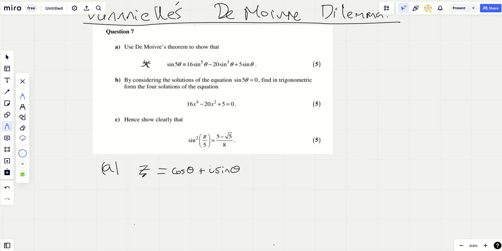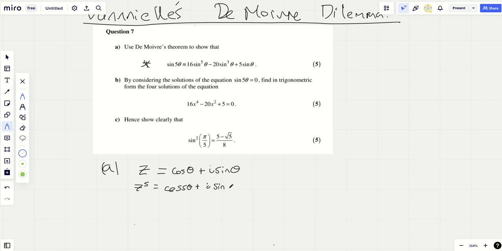But okay, I think if I've got to prove that, there are two different ways. Sometimes I have a power here and multiples of the argument there. Sometimes I have powers here and a multiple of the argument there. They're quite similar but different techniques, really. So the first thing I'm going to do here is note that z to the 5 would be cos 5 theta plus i sine 5 theta.